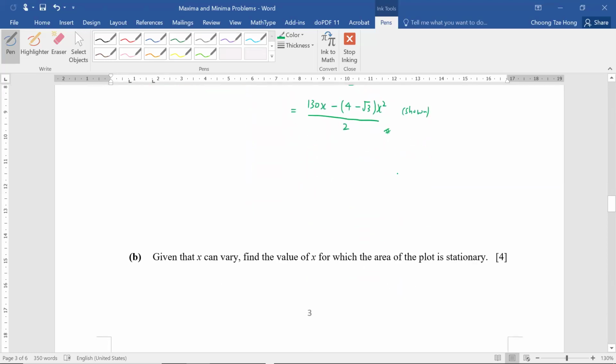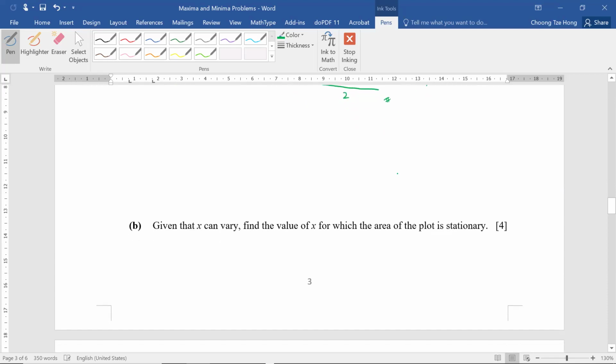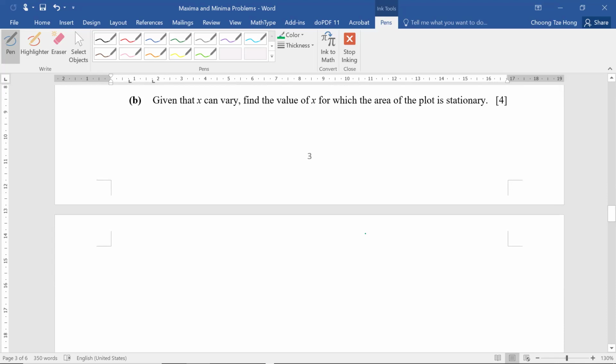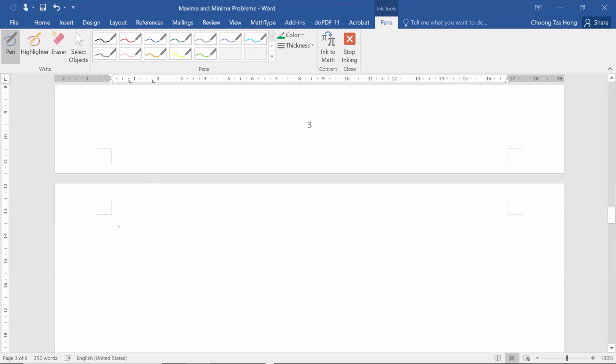They say that given that x can vary. So I'll do part B below over here. Given that x can vary, find the value of x for which the area of the plot is stationary. Now they say that the area of the plot is stationary. So we know that at stationary value of A, dA/dx is going to be equal to 0, right? Let's write out the A again. So this is part B.